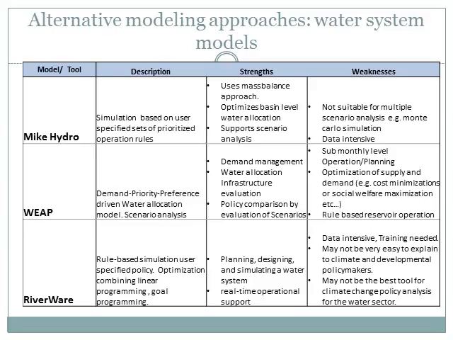One of the most important modeling tools in river basin planning is the water system model, which will be the focus of the rest of this presentation. There are a range of different alternative modeling approaches available, one of which is Mike Hydro. This model is a simulation model based on user-specified sets of prioritized operation rules. WEAP, or Water Evaluation and Planning, on the other hand, requires fewer rules to be user-specified and instead has an optimization algorithm that assigns priorities and allocates water that way.